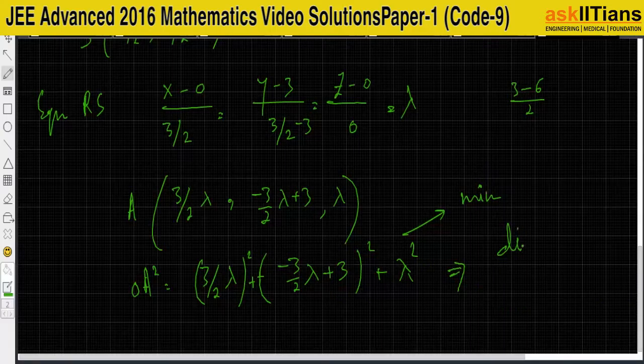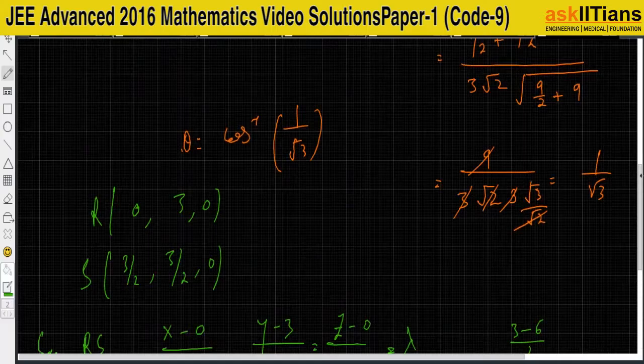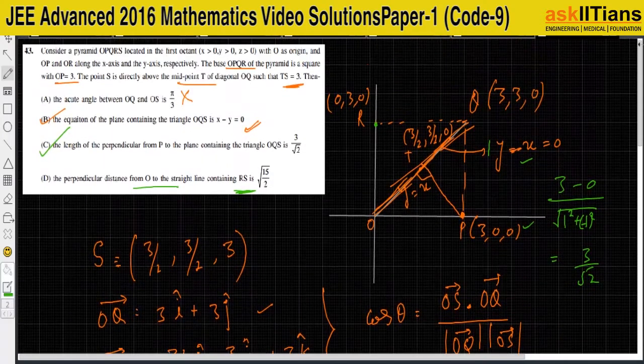All you have to do is differentiate, find the value of lambda, and for that value of lambda put it back in this equation, and you will get OA. And I think that will come out to be the same as the option which is given here. So this option will be the correct option. It will come out to be root of 15 by 2 if I solve it.